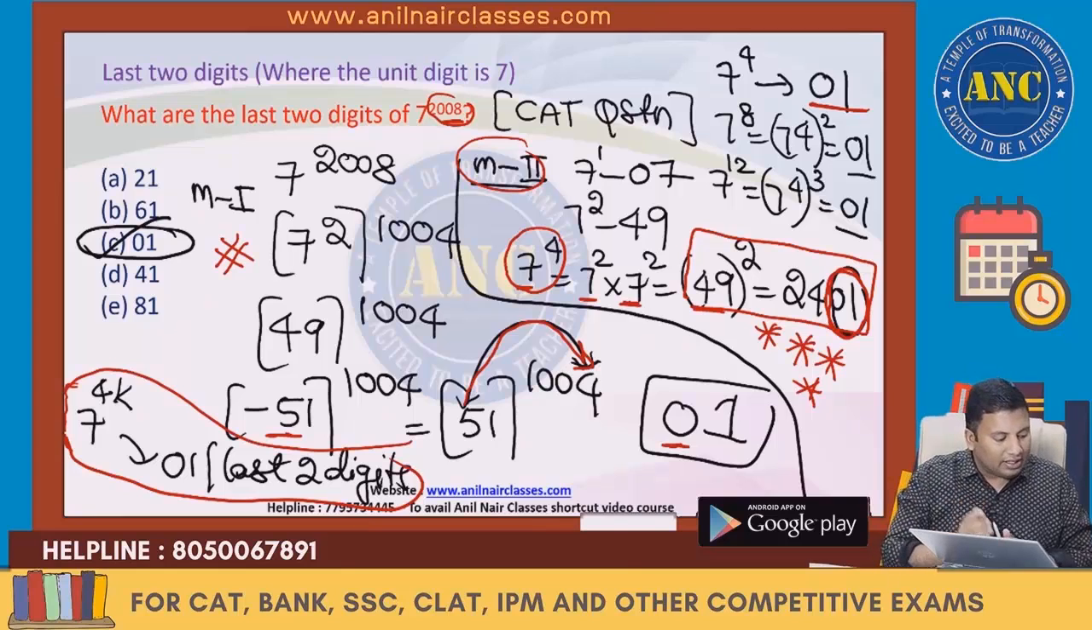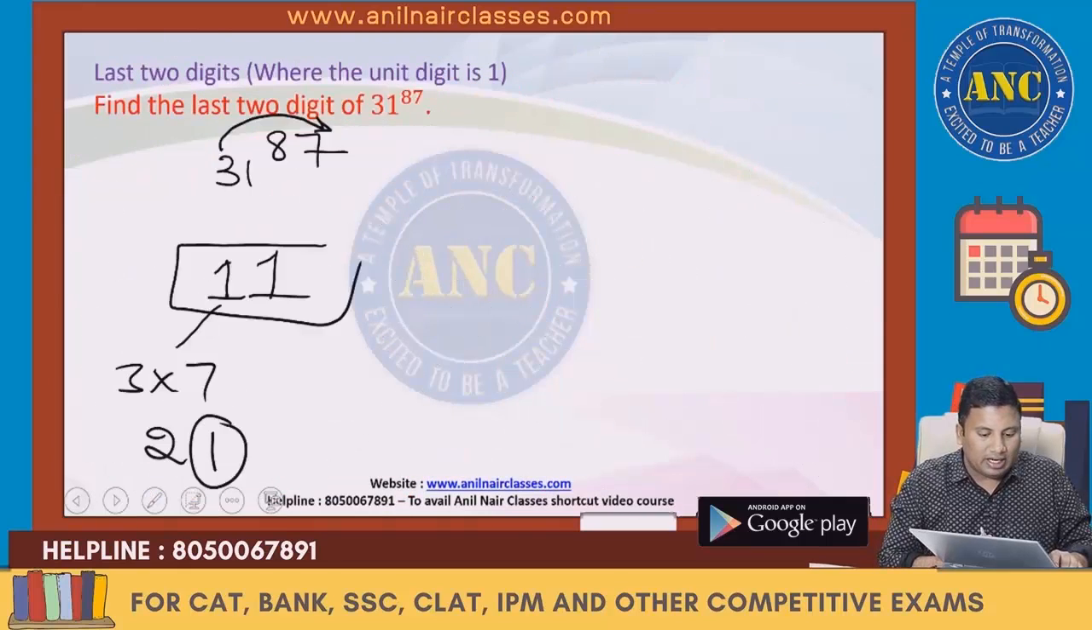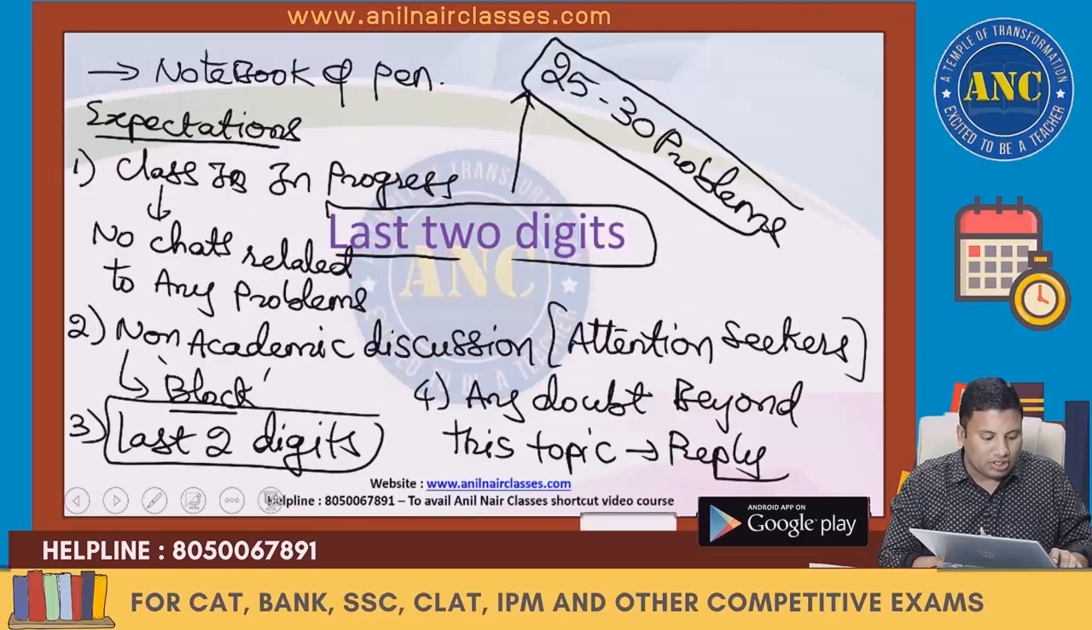Now I will take 2 questions. One is Maheshwar's question and another is why 49 square is 2401. Why is 49 square 2401?